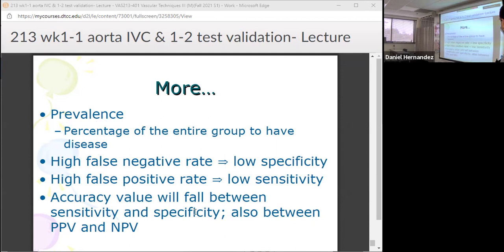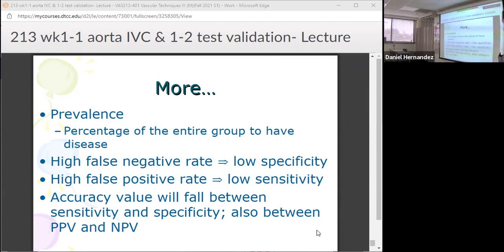A high false negative rate leads to a low sensitivity, and a high false positive rate leads to low specificity. And another thing, this is important too when you're looking at your multiple choice questions when you get to your registry. Your accuracy value is going to fall in between your sensitivity and specificity percentages, as well as in between your positive and negative predictive values.